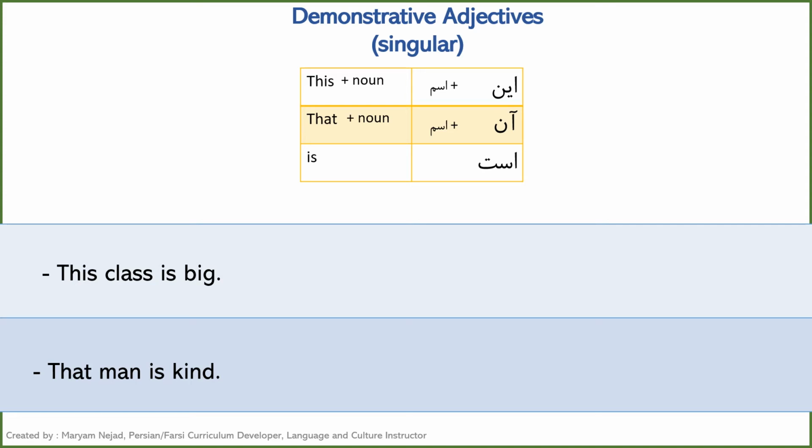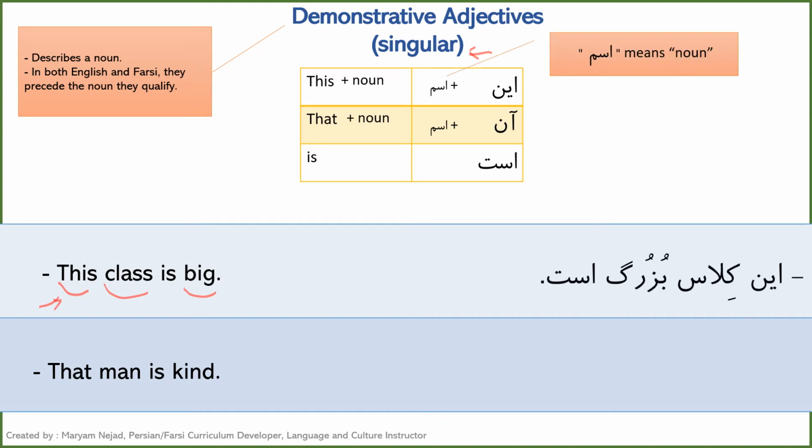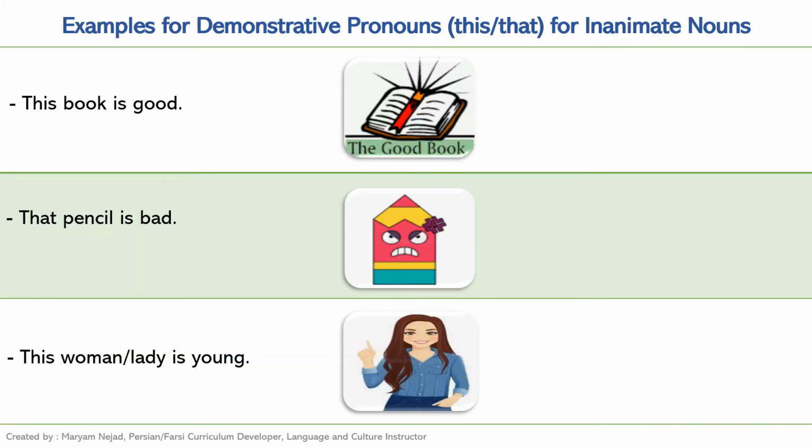Let's start with demonstrative adjectives for singular first. So here we want to say this phrase, we want to say this class is big. But now this here is a demonstrative adjective. So it's describing a noun. Not only we have a noun here, but we have an adjective. All right, so it's going to go as این کلاس بزرگ است. So it's like there's like a comma here. این کلاس بزرگ است. And next one, we want to say that man is kind. آن مرد مهربان است.